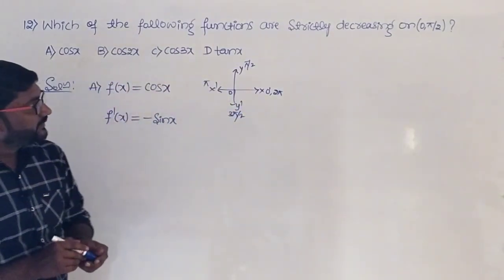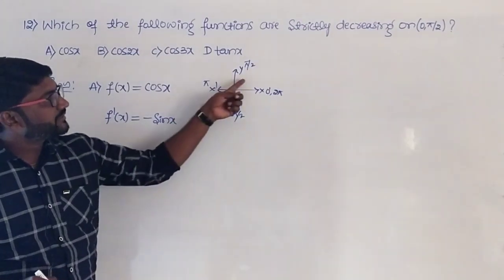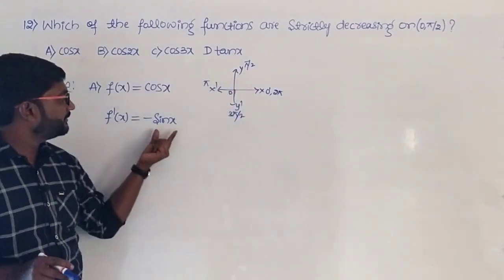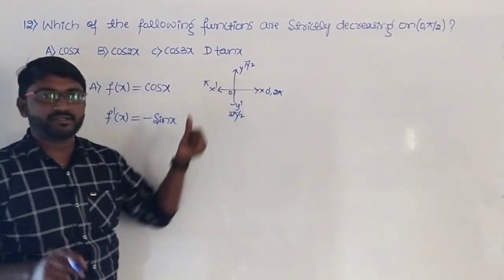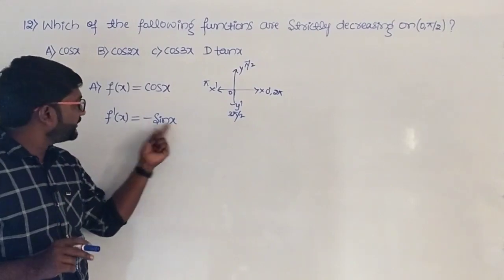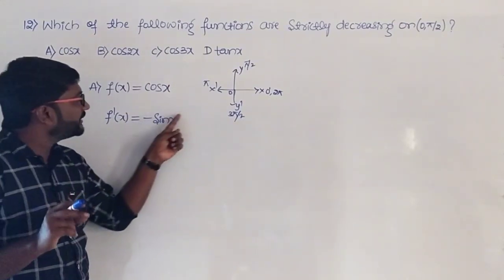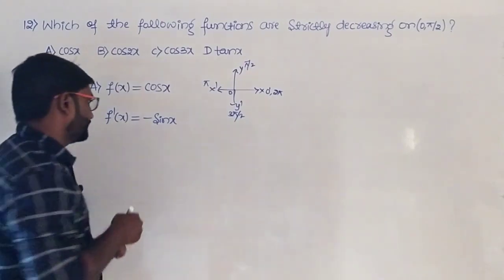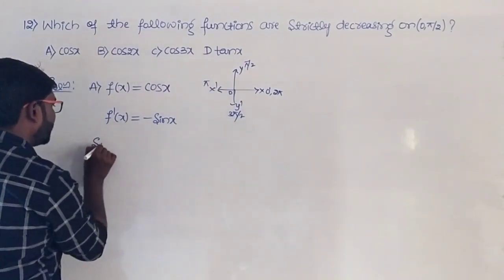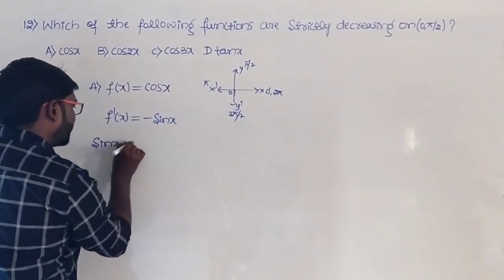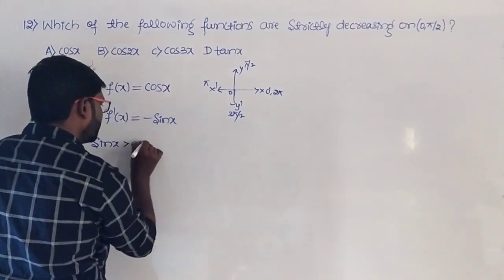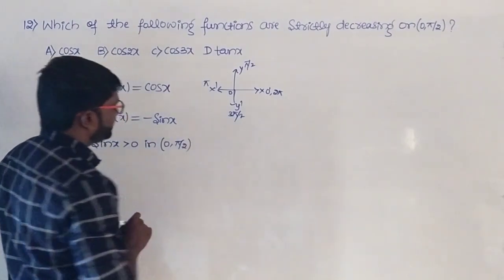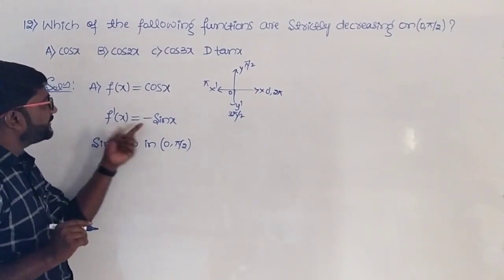Now the interval is 0 comma pi by 2. That means it lies in the first quadrant. In the first quadrant all the trigonometric ratios are positive. That means sin x will be positive in the first quadrant. Sin x is positive, but here you have the minus sign. That means overall it becomes less than 0. Overall f dash of x will be negative. So here sin x is greater than 0 in the open interval 0 comma pi by 2, but f dash of x will be minus of sin x.